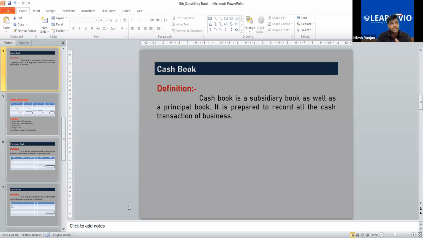Now, after the double column cash book, sometimes you have to prepare a triple column cash book, where one column is for cash, one for bank, and the third one is for discount. So these are the types of cash book. There is one more cash book, which is called the petty cash book, used when your organization is very big.